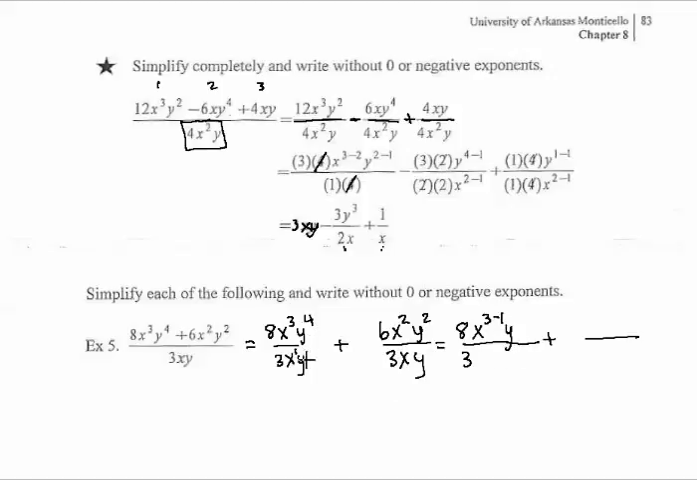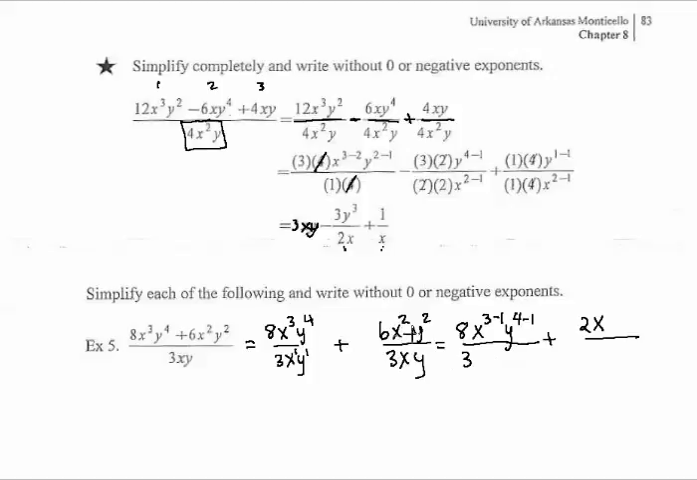Likewise, the 4 is bigger than this 1 on the bottom in terms of the exponents of the y's, so the y stays on the top and we subtract a 1 from the 4. Okay, 6 divided by 3 is simply just a 2. So we simplify the numbers, and then we focus on the variables.